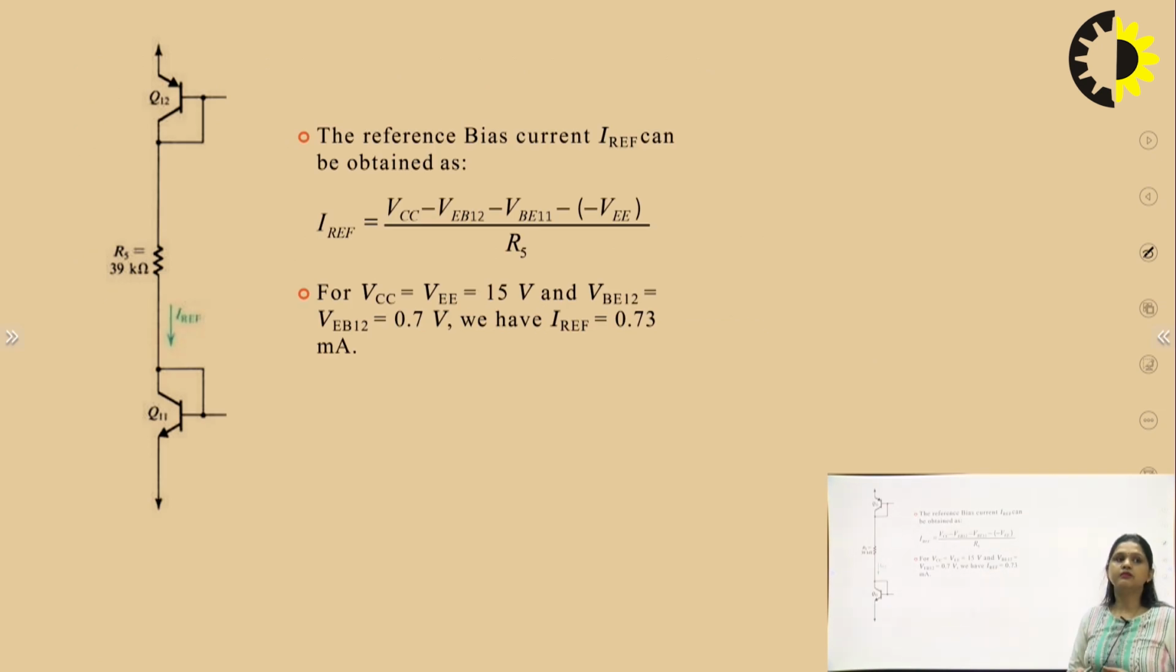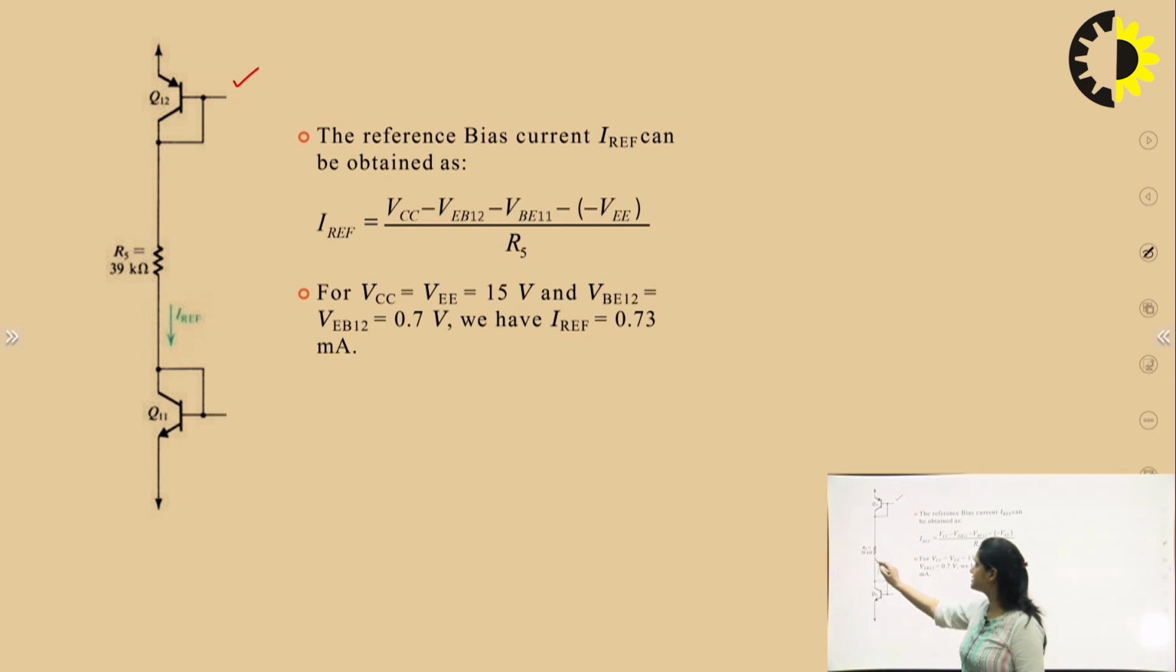To calculate the biasing current, first of all, we have to solve this first branch where the reference current is generated using the Q12 and Q11 transistors. Here an R5 resistor is used, the value of R5 is 39 kilo ohms, and to calculate this I reference, just apply the KVL.